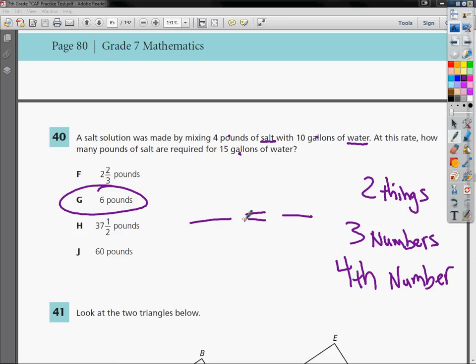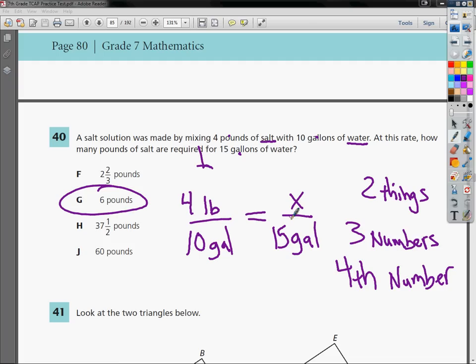And in this situation, I'm going to put 4 lb on top for 4 pounds of salt, and then put 10 gallons of water, because that would be one thing. That would be the initial solution. And the other one, I know that gallons go on the bottom, because they're on the bottom of the other one, so 15 goes there. I put X here. Then I can use cross products.